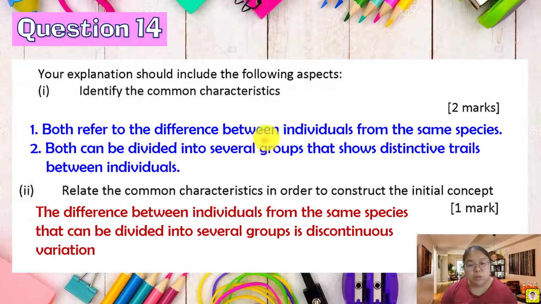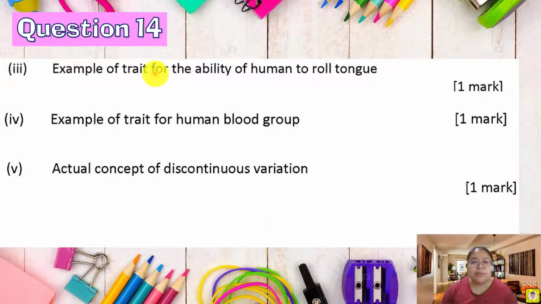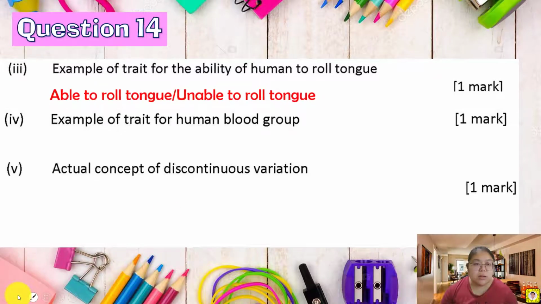Important, your two common characteristics must be correct. Then you can bring it to the next question. Okay, now we continue to the next question. Example of the trait: the ability of the human to roll the tongue. For the example, we can give here: able to roll and unable to roll.